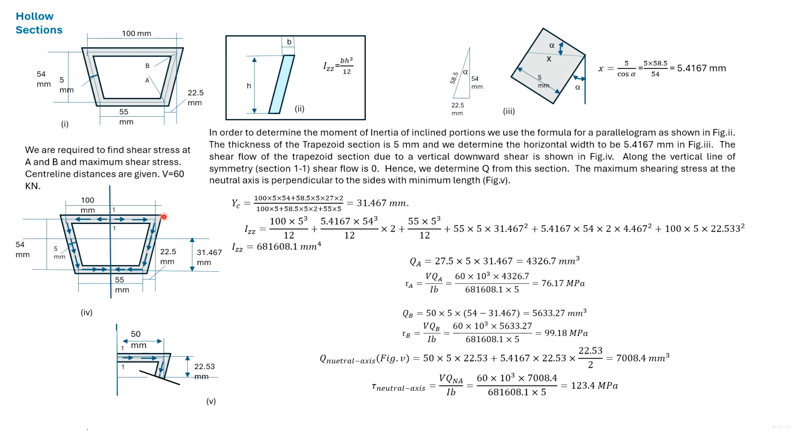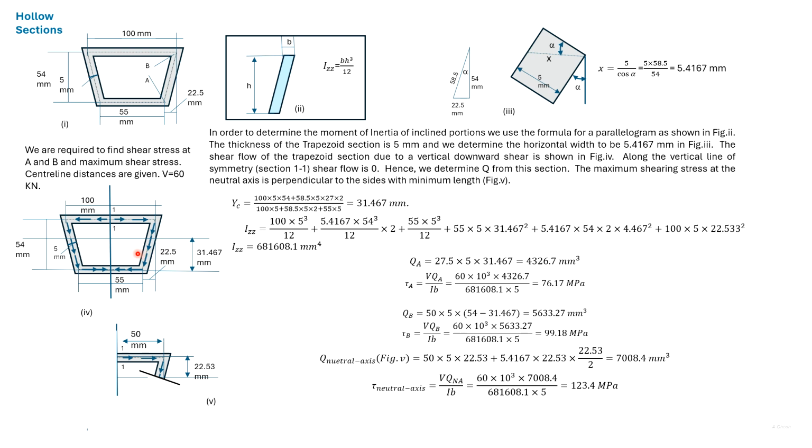To find out the shear stress at B, we consider the statical moment of this area from the axis of symmetry. So it is half of 100 into thickness into 54 minus 31.467. We substitute the same values as earlier for V, I, and B to get the shear stress at the point B.